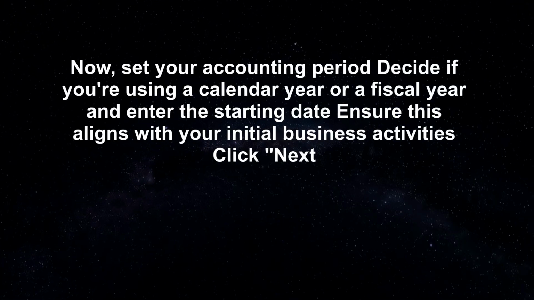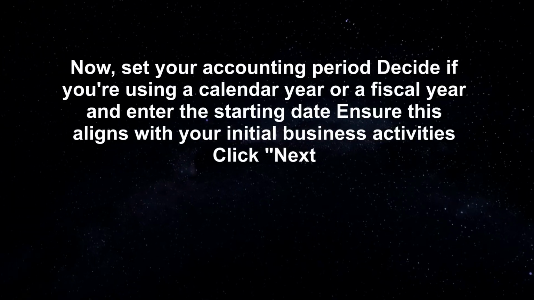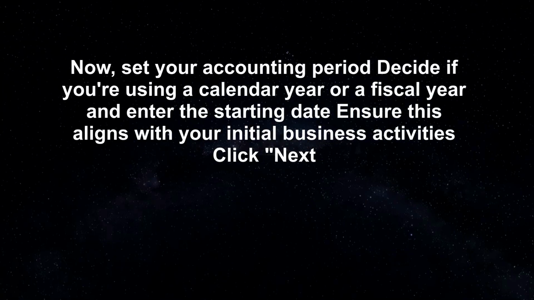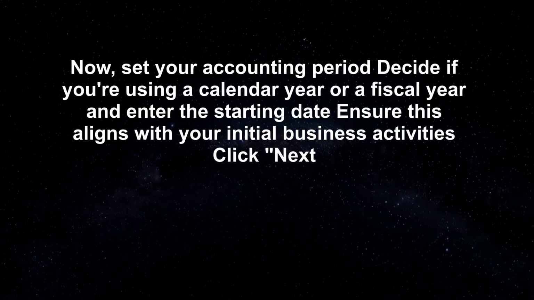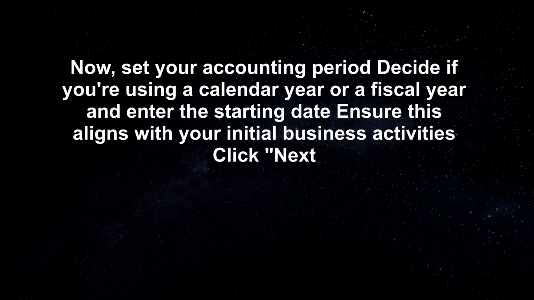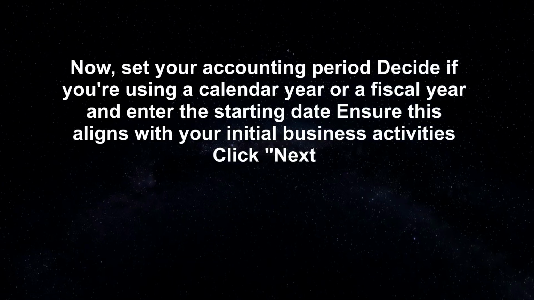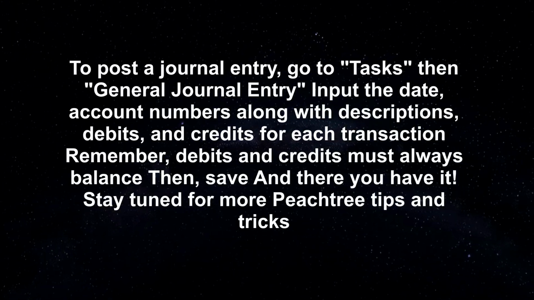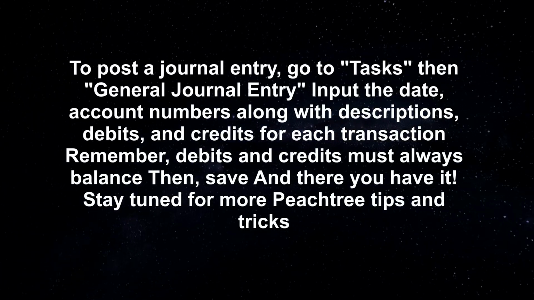Click Next. Now, set your accounting period. Decide if you're using a calendar year or a fiscal year and enter the starting date. Ensure this aligns with your initial business activities. Click Next. To post a journal entry, go to Tasks, then General Journal Entry.